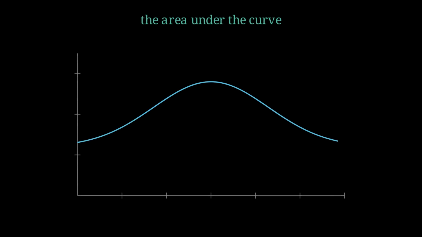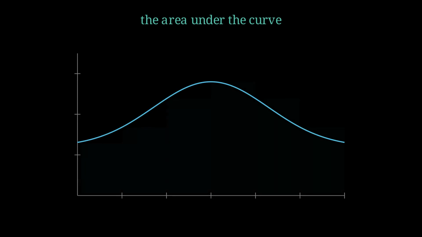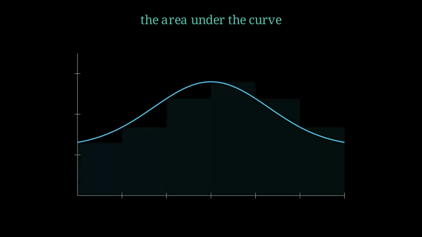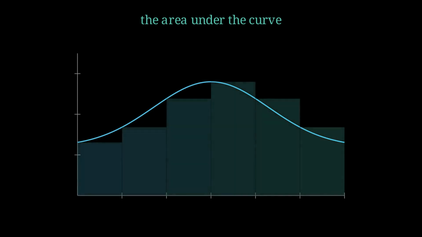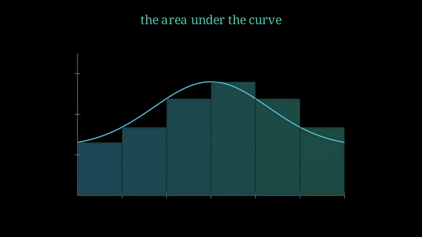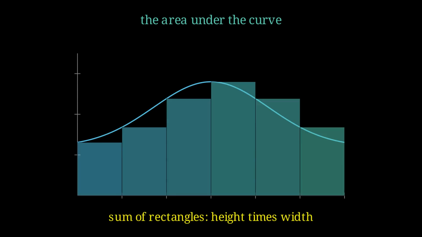Here is a shape with a curved top, and we want the area underneath it. There is no neat formula for a region with a curved edge, so we do the honest thing and approximate. Slice the region into a few tall rectangles that follow the curve. Each one is easy, just height times width. Add up the areas of all the rectangles, and you get a rough estimate of the whole region.